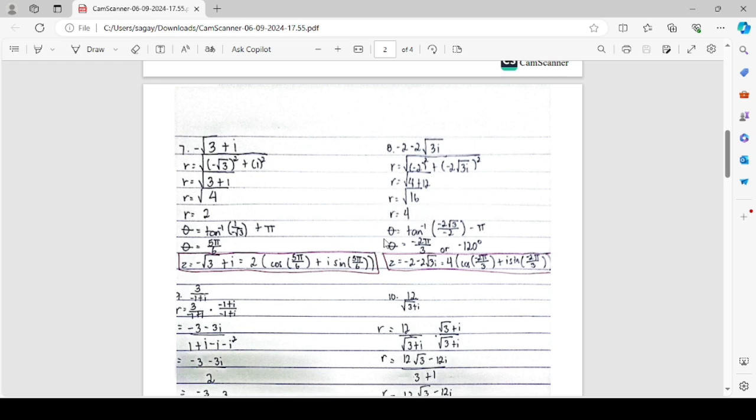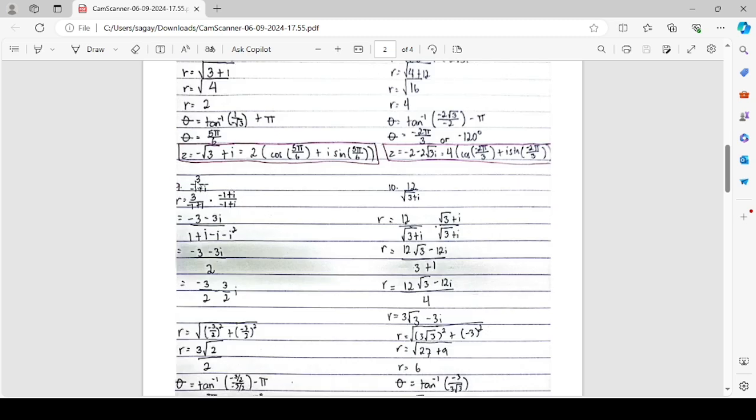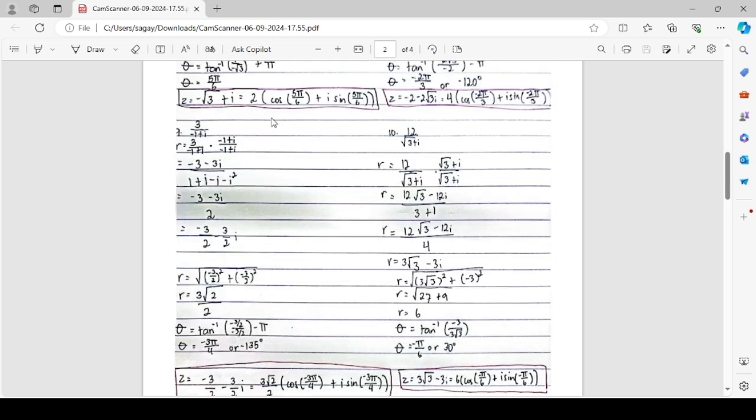Now the final answer on number 8 is z is equal to negative 2 minus 2 square root of 3i is equal to 4 cosine negative 2 pi over 3 plus i sine negative 2 pi over 3. Moving on to number 9. Number 9's given is different because it is 3 over negative 1 plus i.